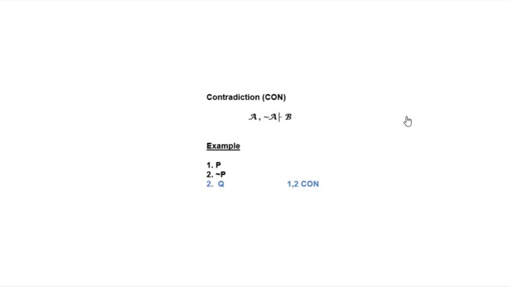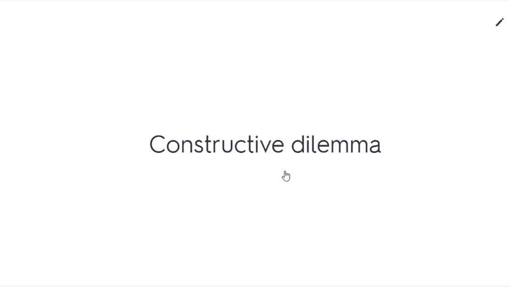The repeat rule, very simple. If you have A, you can say A. Okay? This is something that we had to finesse before we had this rule, but now we have it. And so if we ever need to repeat a line, we just write 1 RE. And finally, for our derived rules, we have constructive dilemma.